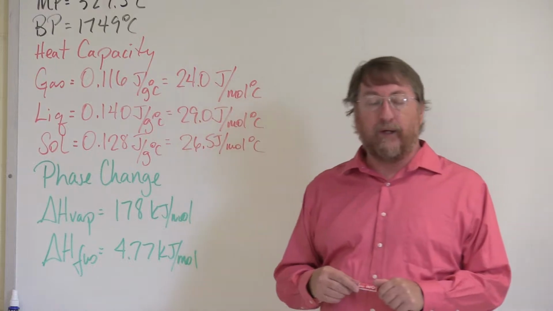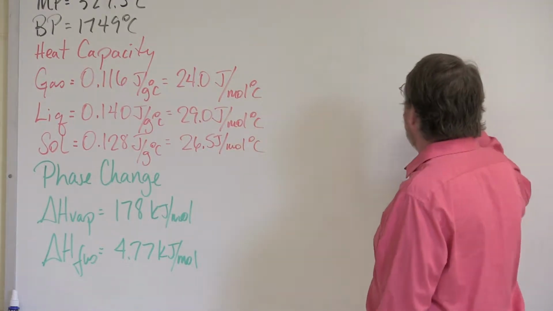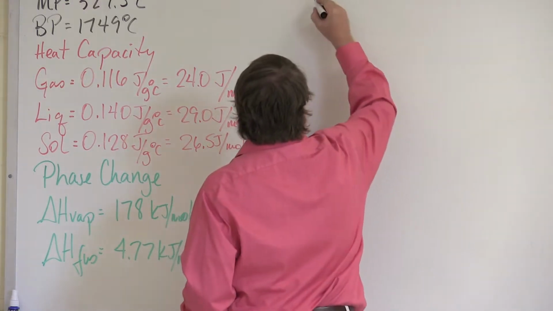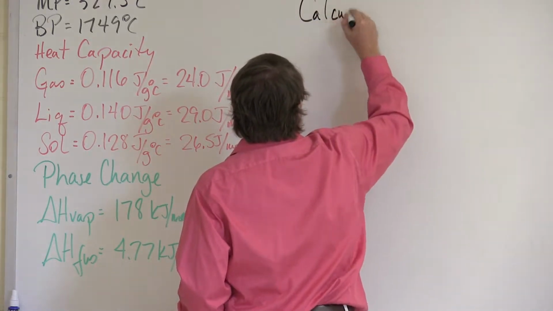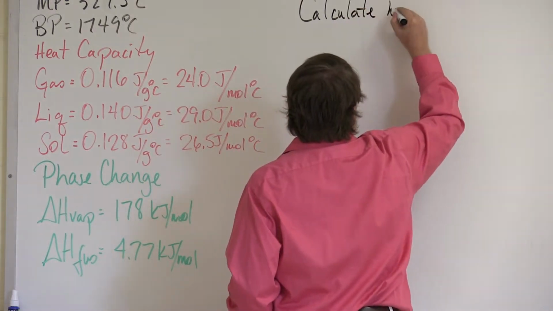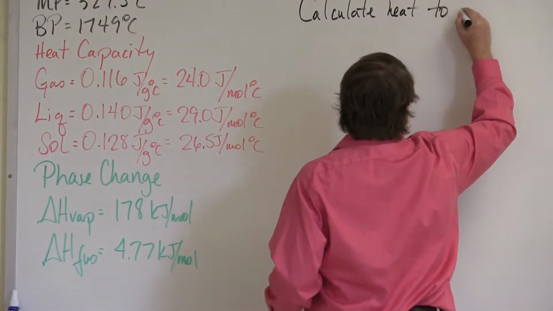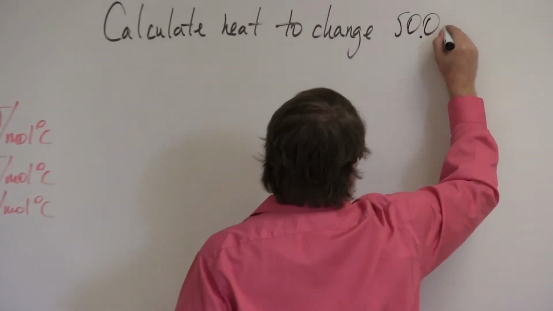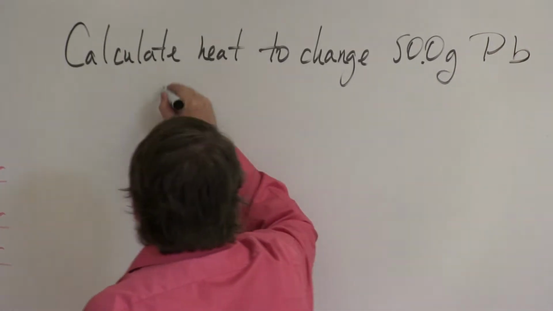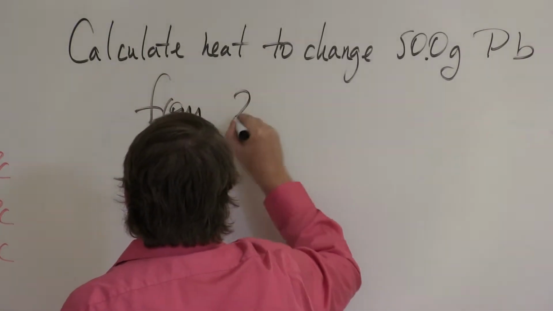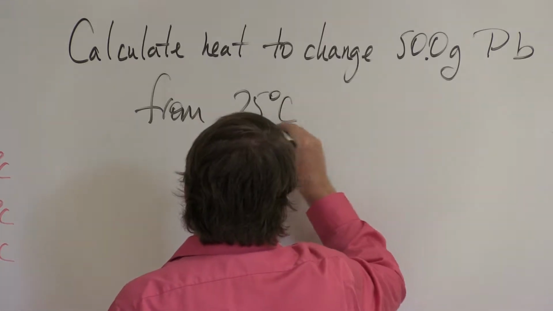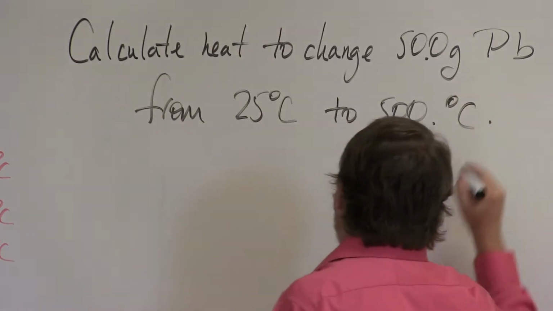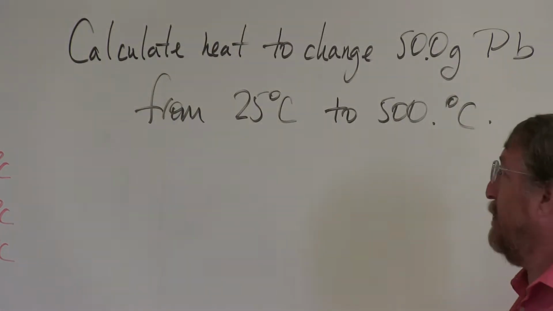All right, so what we're going to do is calculate the heat involved to change 50 grams of lead from 25 degrees Celsius to 500 degrees Celsius. Okay, so that's what we want to do, is calculate the heat change.